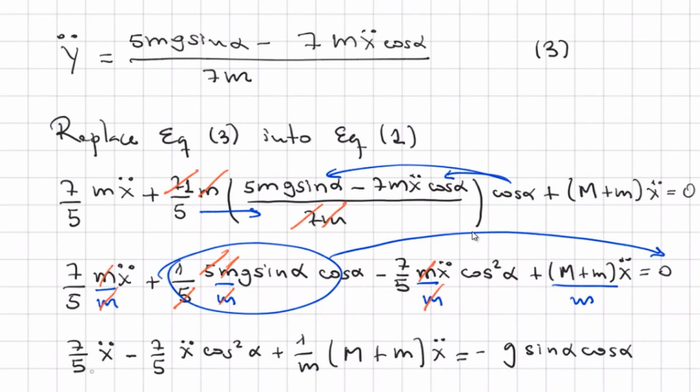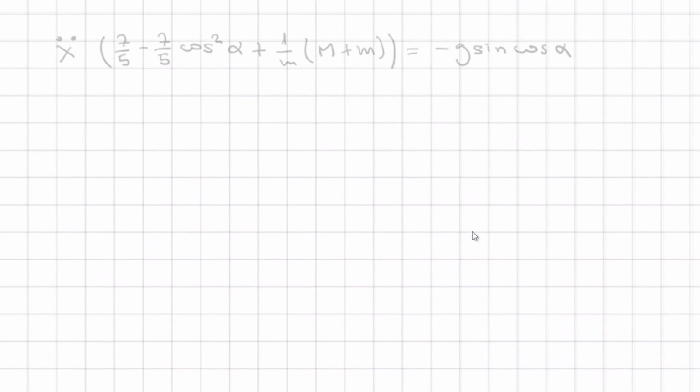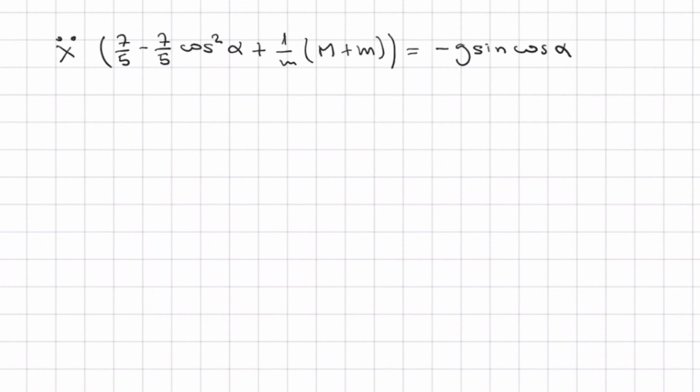On each term on the left side of the equation, I have the x2 dots. What I'm doing right now is factoring these x2 dots. I'm taking the common factor x2 dots out of this equation, okay? And when I do that, I get the following. Okay, this is the equation that we got.